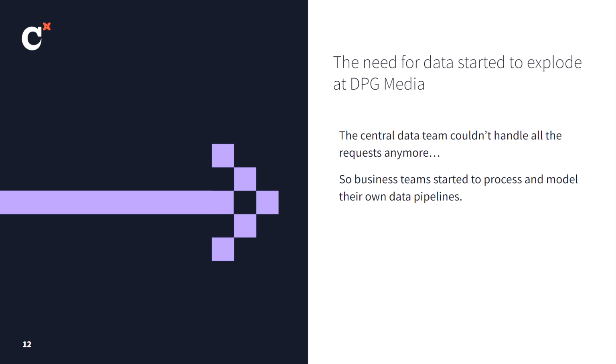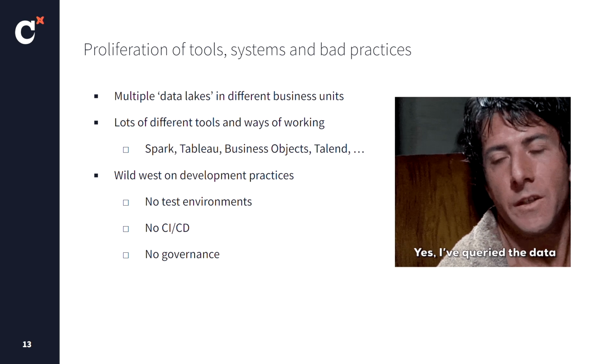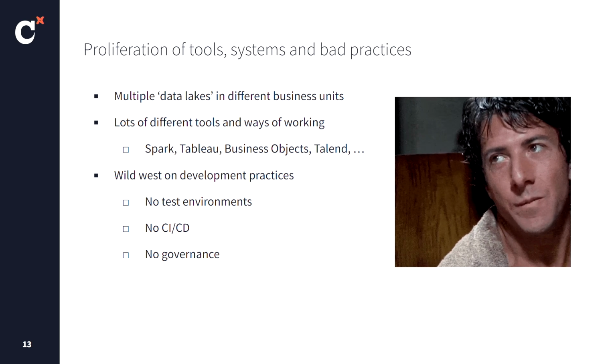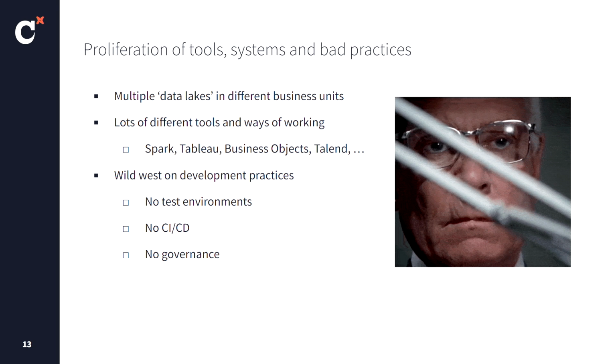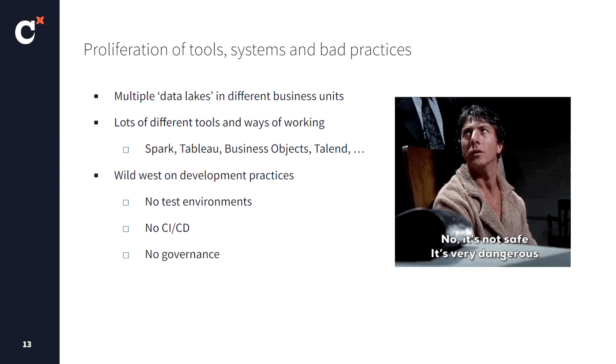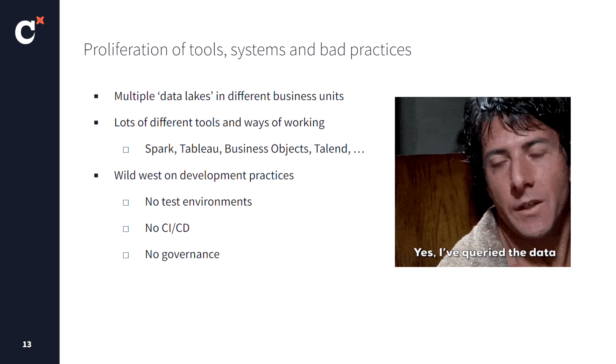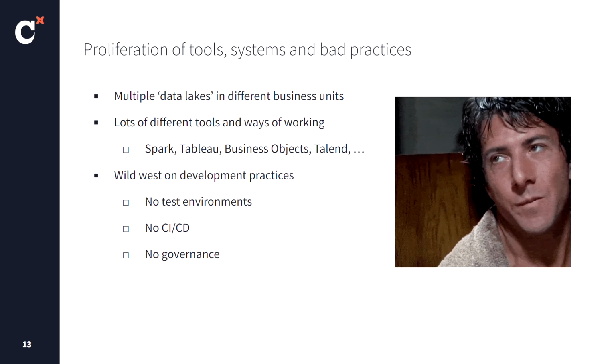What happened is all the business teams started to process and model their own data pipelines. If you let all the business teams do their own thing, you get a proliferation of tools, systems, and bad practices. And as Matthias said, it also got worse with all the acquisitions. We had multiple data lakes in different business units, and lots of different tools and ways of working. We had Spark, Tableau, Business Objects, Talend, Redshift, you name it. DPG had it at some point.